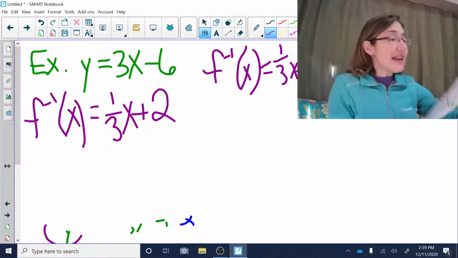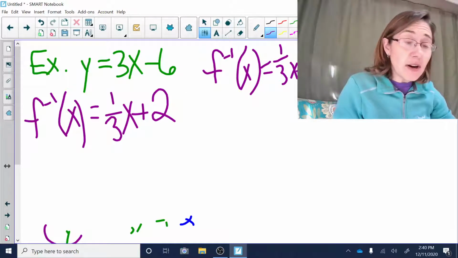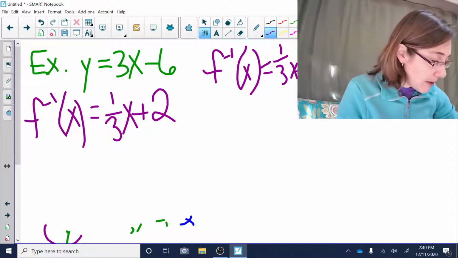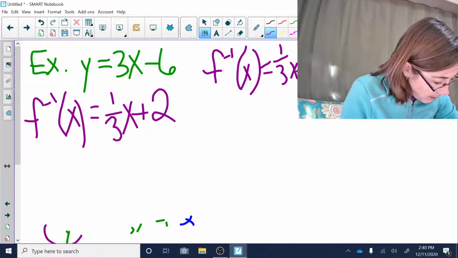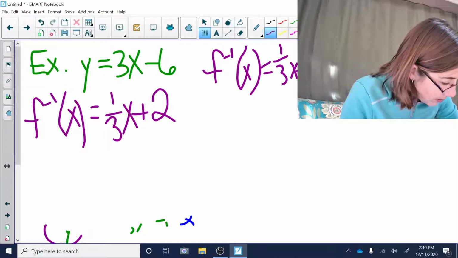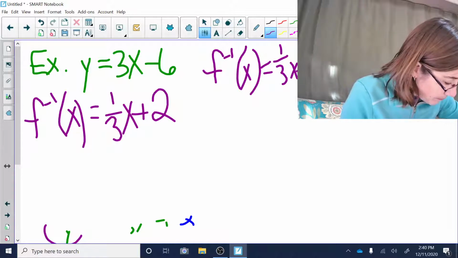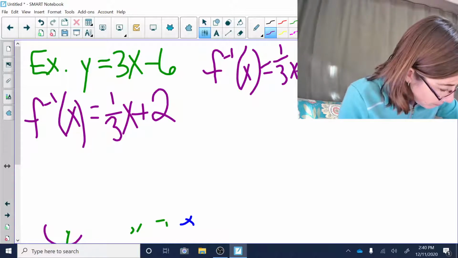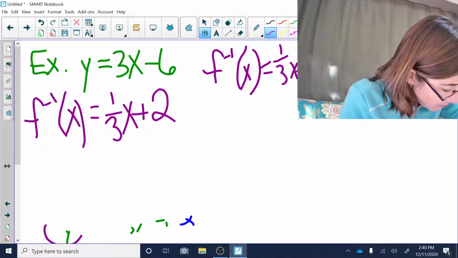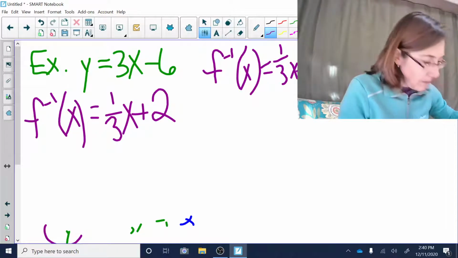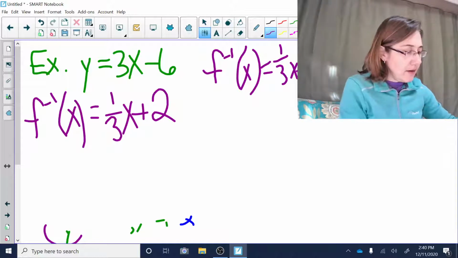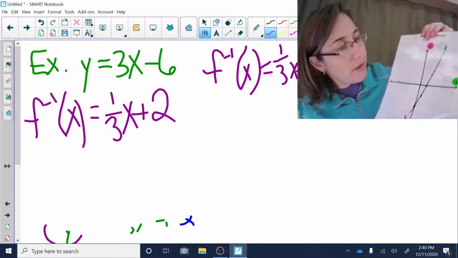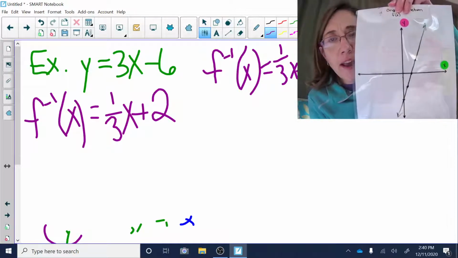So anyway, let's graph this. I'm just going to graph the original first. The y equals 3x minus 6. So that's y equals mx plus b. 1, 2, 3 over 1. 1, 2, 3 over 1. Okay, so I have this graphed here. I'm going to hold up a white paper behind it. Hopefully you'll be able to see it a little bit better if I do that.